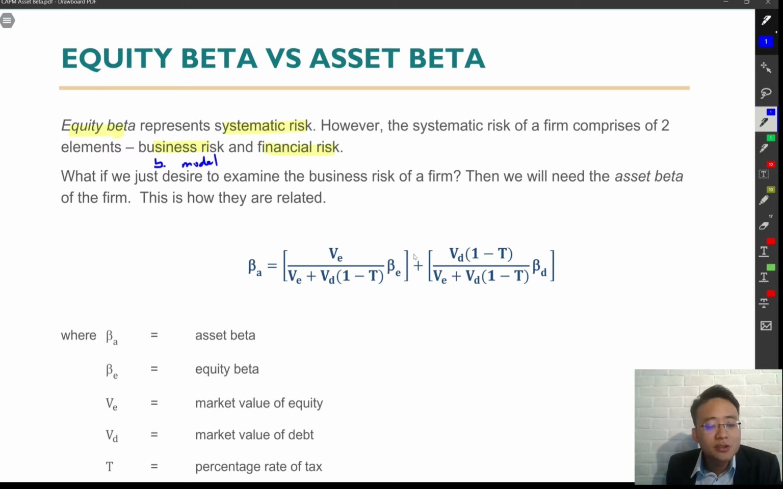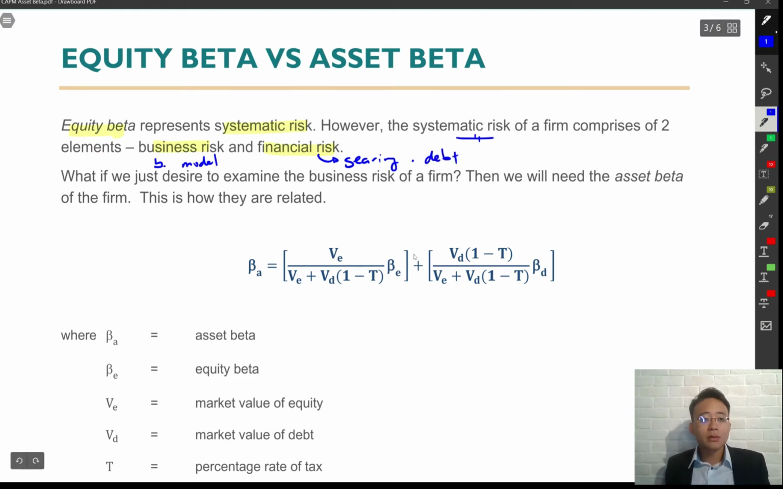That is your business risk. It is part of systematic risk. And also part of systematic risk is financial risk. Now this is our gearing, and this is how much debt we take. Okay? And I think that is quite logical. The more debt you take, the riskier you are. I think that doesn't require any explanation.